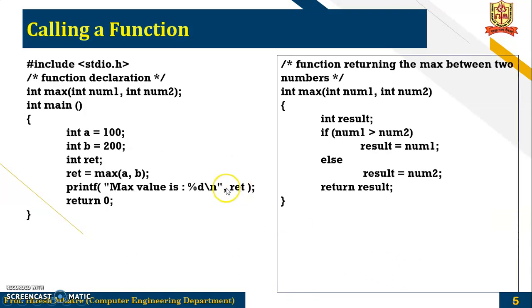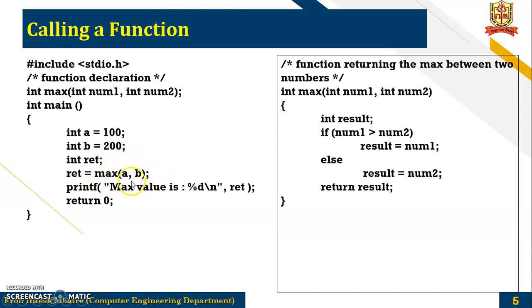Now, how do you call a function? Say this is the program with header files. First we declare a function. This is my declaration, that is int max(int num1, int num2). Then in main I have written two variables, a and b of type integer, where a is 100 and b is 200. Then I have a variable called return, which will store the value returned from the function. So this is how I call my function: return = max(a, b). This is my call.